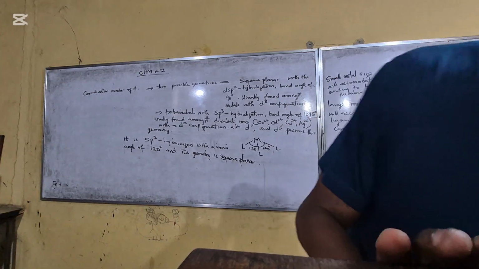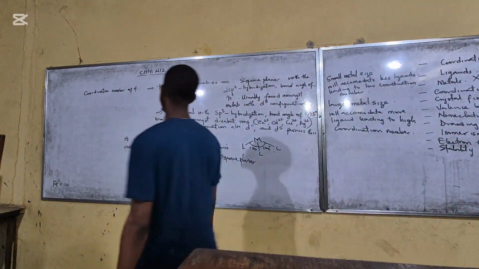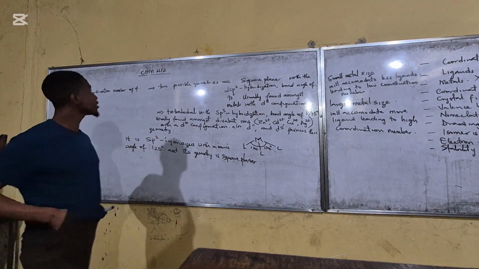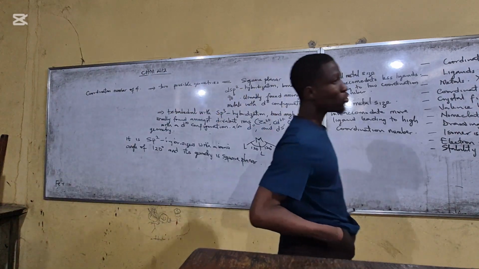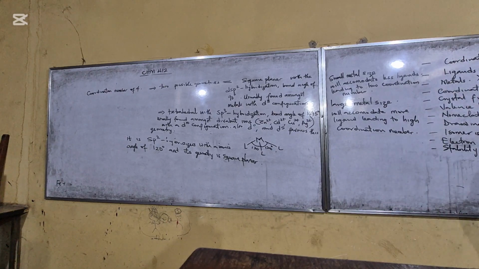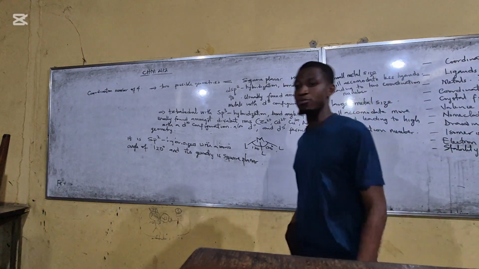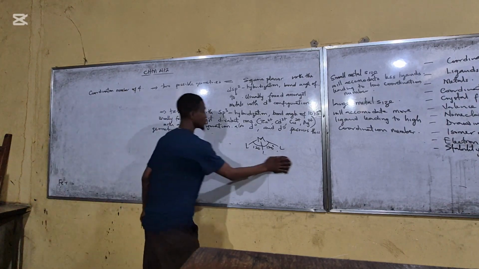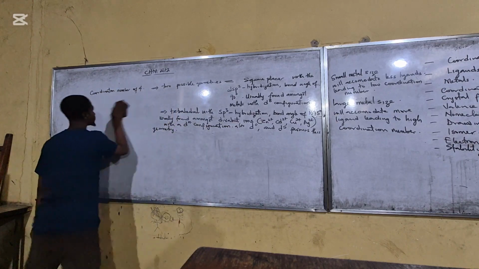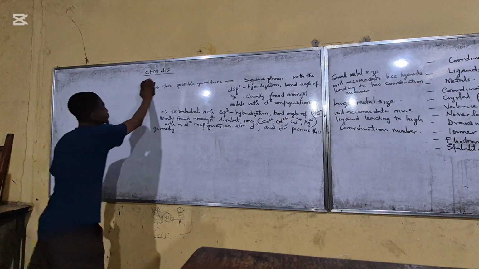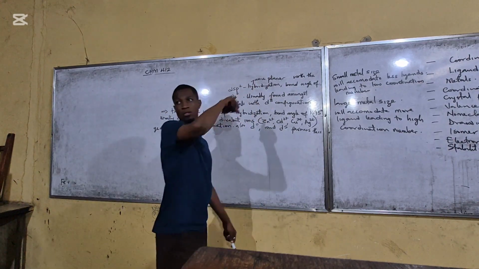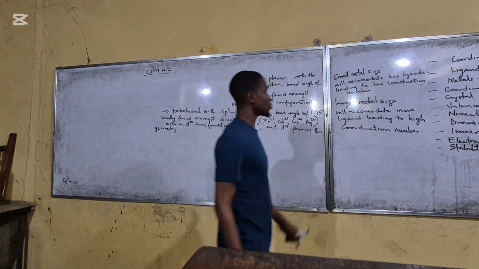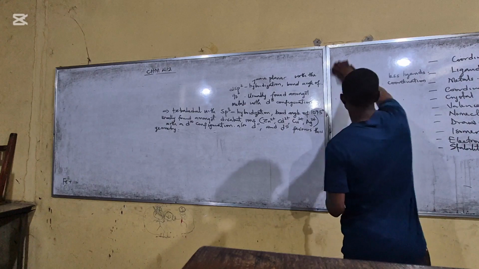But what we will now quickly look at is how the d orbital splits for tetrahedral and for square planar. We'll quickly look at the splitting of the d orbital for tetrahedral and square planar.